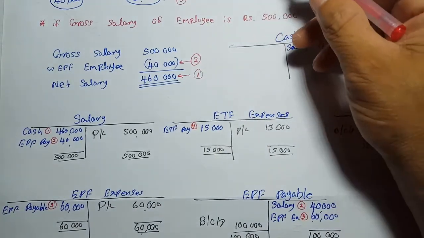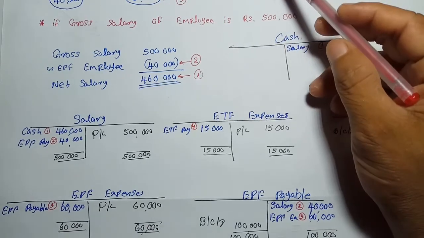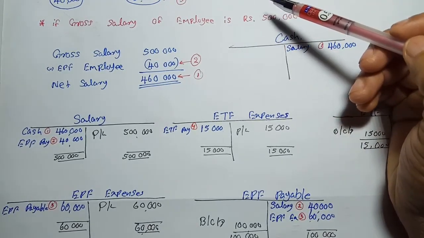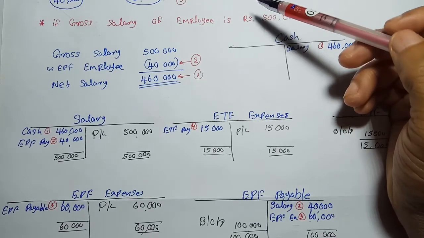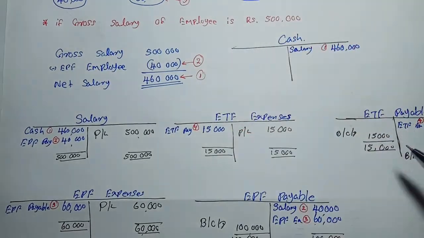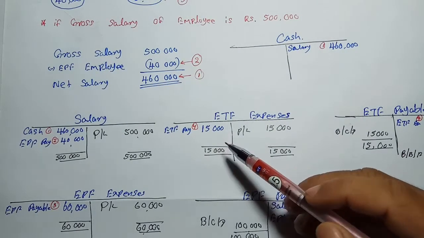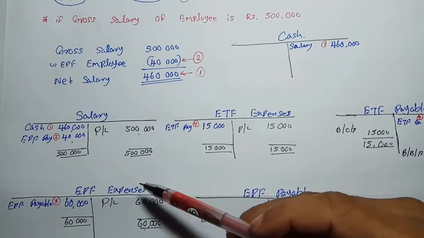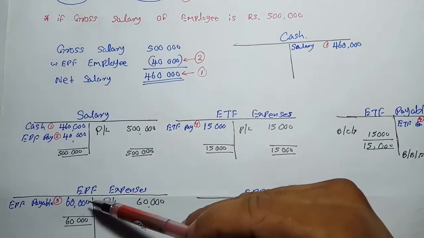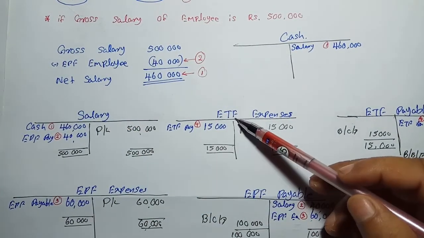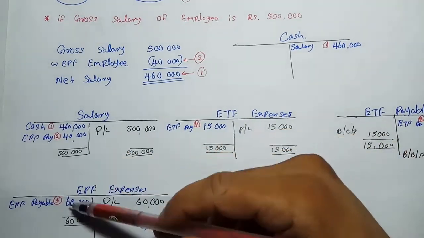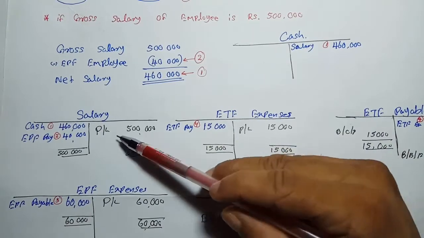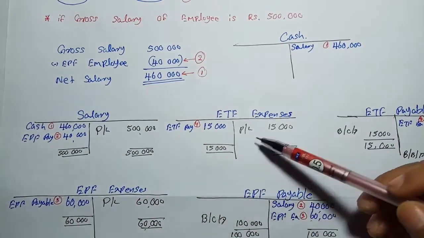Then fourth one, ETF contribution of employer should be recorded. That is also another expense, cannot be deducted from salary. Separate expense. Therefore, ETF expense account debit, ETF payable account credit. Now there are 3 expenses: salary expense, EPF expense, ETF expense. All the expense accounts should be transferred to profit and loss. Debit side increase, take the credit side difference value as a profit and loss.